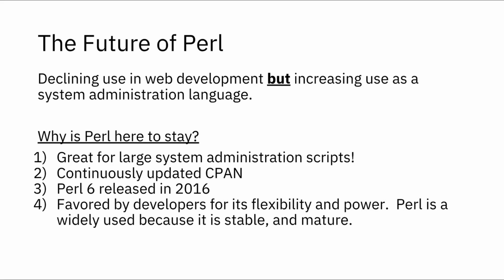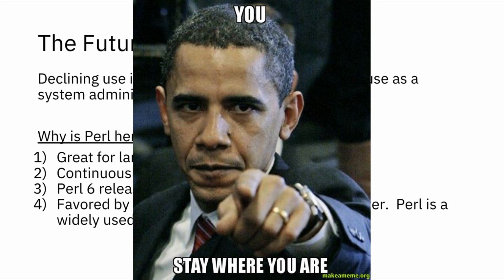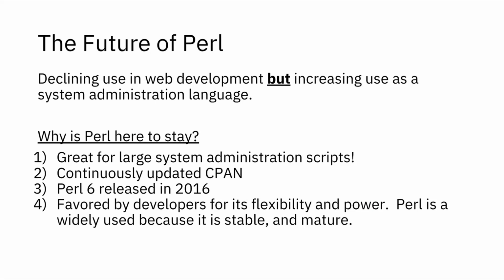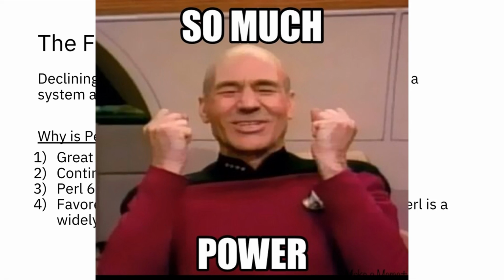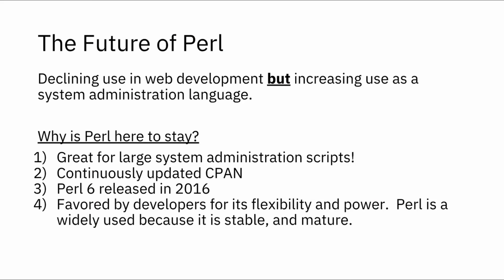The future of Perl. Although Perl's use as a web development tool is declining, its use as an administrative language is increasing. There are several reasons why Perl is here to stay. 1. Perl is useful at running large system administration scripts. 2. The Comprehensive Perl Archive Network has over 250,000 software modules and is continuously being updated. 3. A new version of Perl, Perl 6, was recently released. And lastly, Perl is favored by developers because it's flexible and powerful. It continues to be widely used because it is mature and stable.